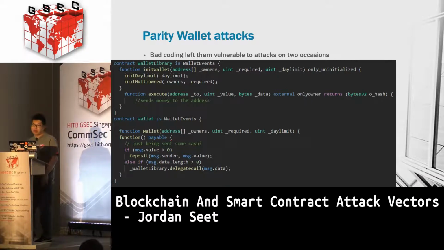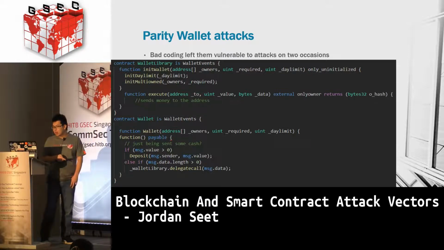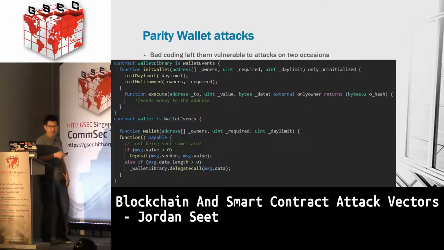So bad coding has left many applications and providers vulnerable to attacks. In this case, I'm going to talk about the Parity Wallet attack, which in the first attack, which you see here, cost them 150 million USD. And they were hit on 2 occasions. The second attack cost 31 million. So let's go through this.